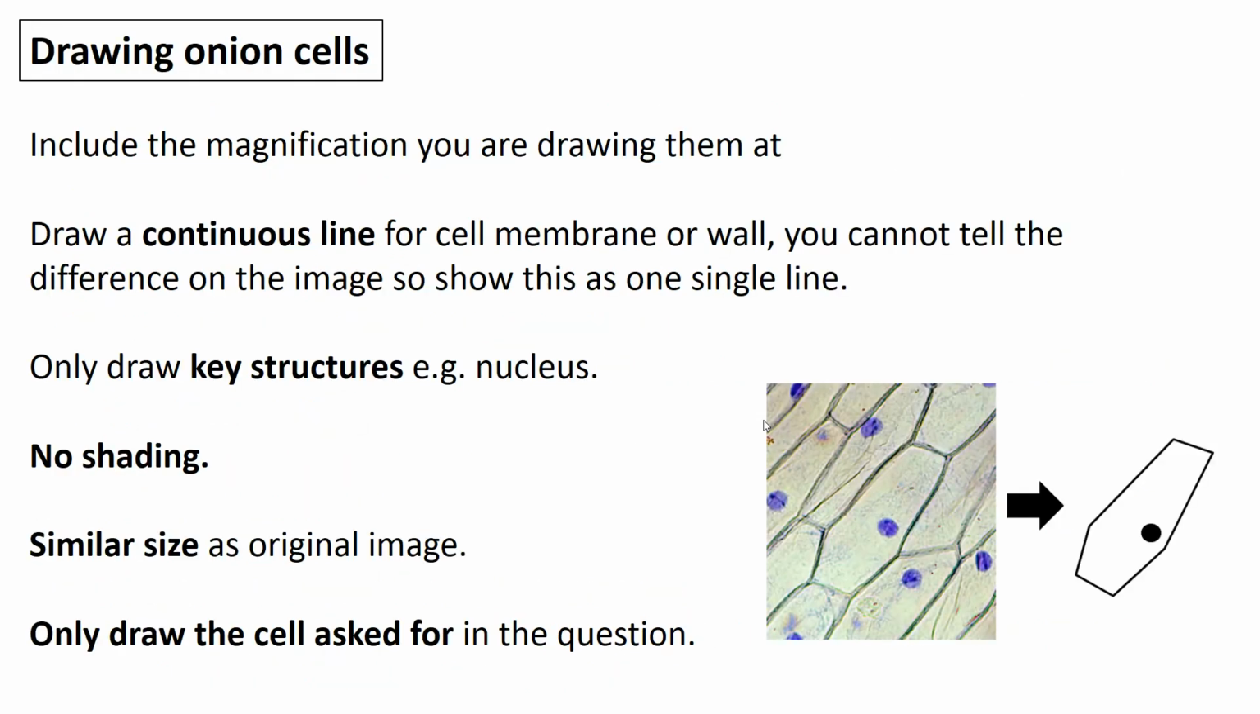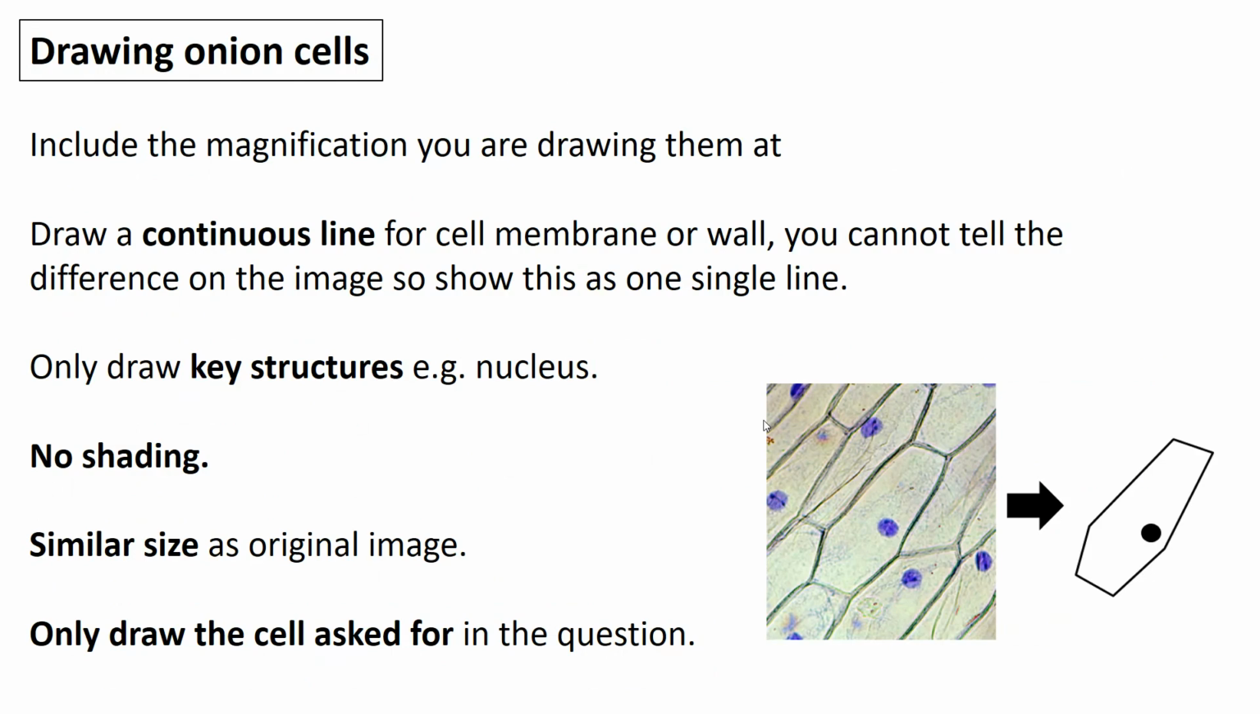If you're then asked to draw an image of the cells that you might see, you have to be able to do it in a scientific way. So the first thing to do is to include the magnification that you're drawing them at. So what is the magnification that the question tells you? And then you would draw a continuous line for any cell membranes or walls that you might see. If you can't tell the difference on the image, like the one shown on this slide, then you wouldn't draw that any different either. You would just draw it as one single line.